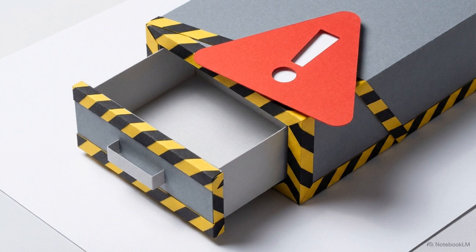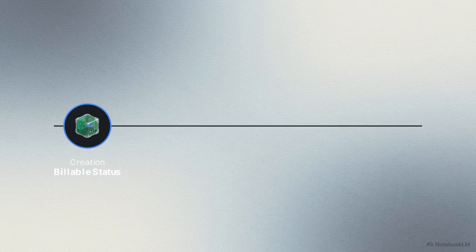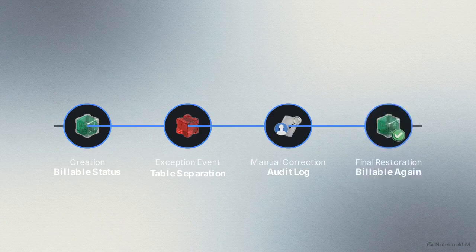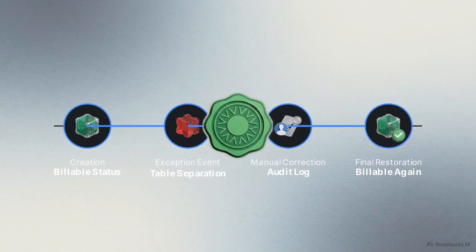Missing records compromise accountability. The accept and restore framework replaces deletion with an exception history. A timeline tracks the transaction's lifecycle, marking nodes for creation, the exception event, manual correction, and final restoration. This historical log preserves facts, satisfying strict accounting standards and regulatory compliance.